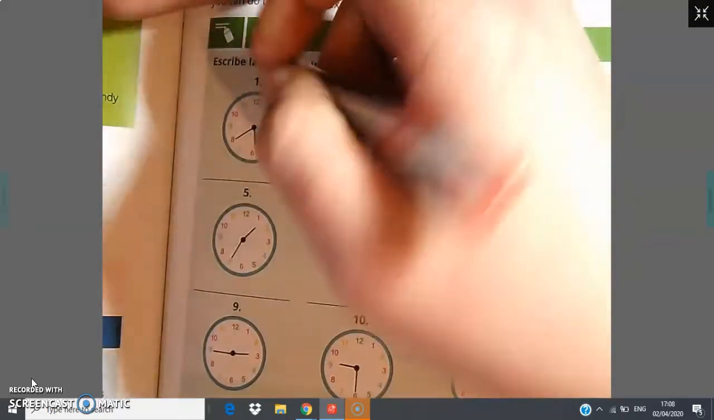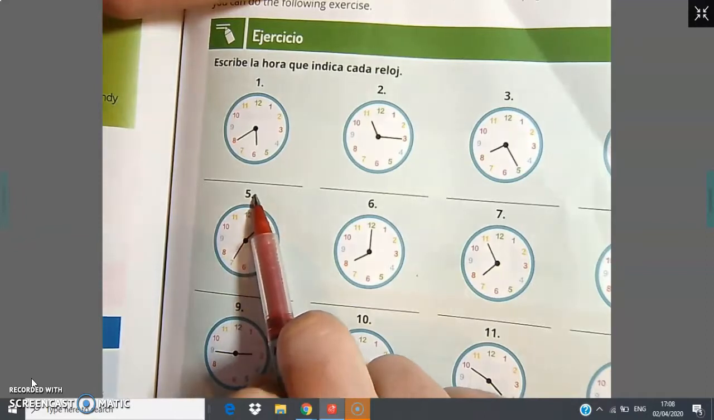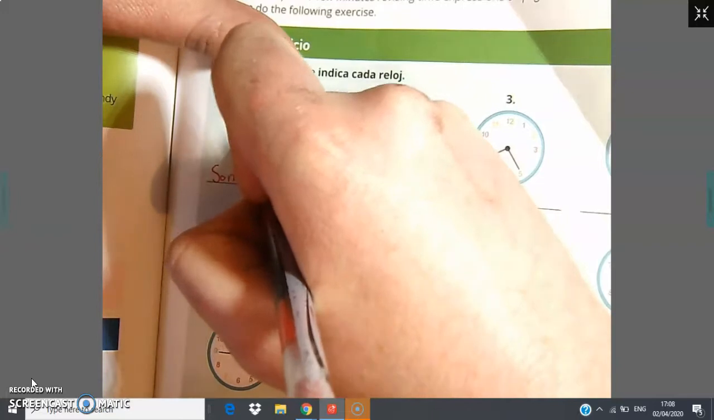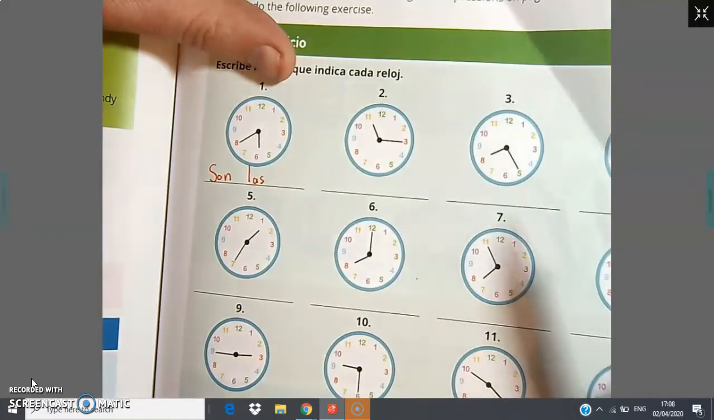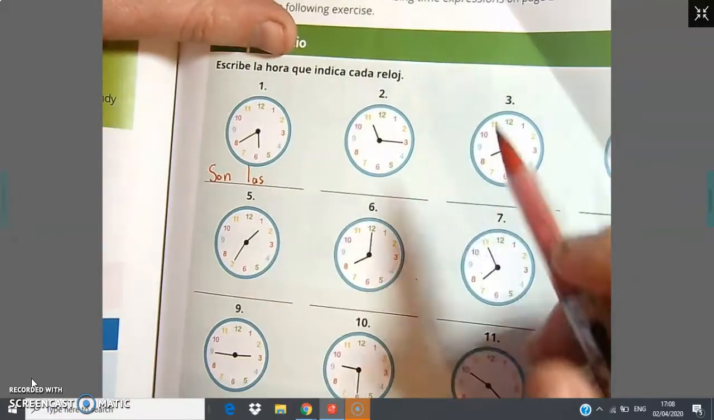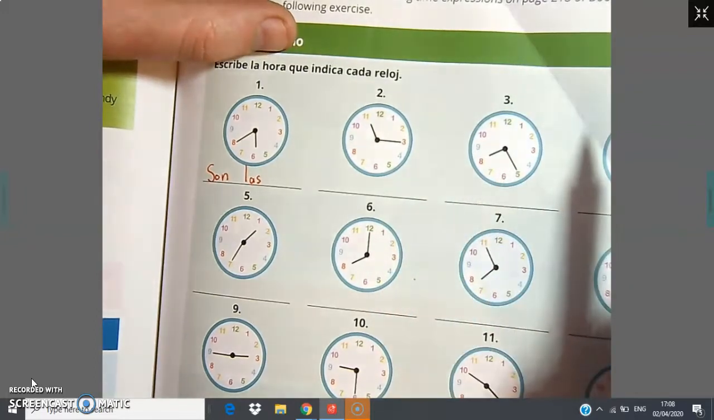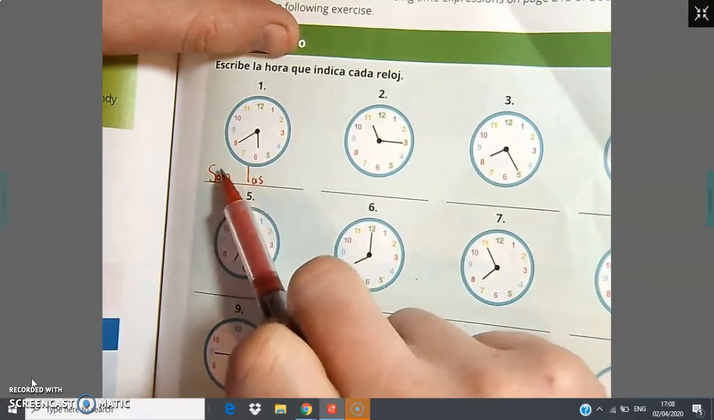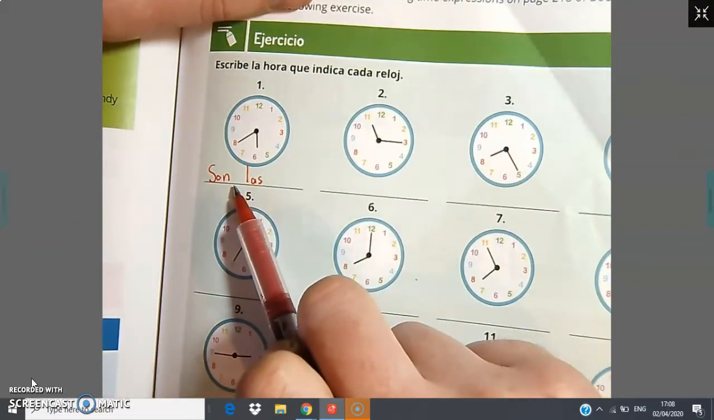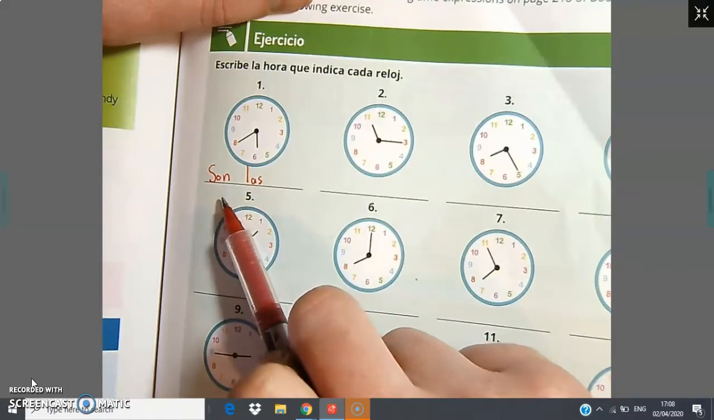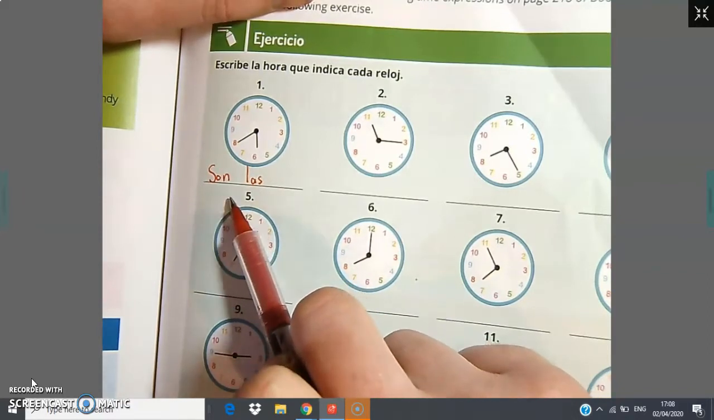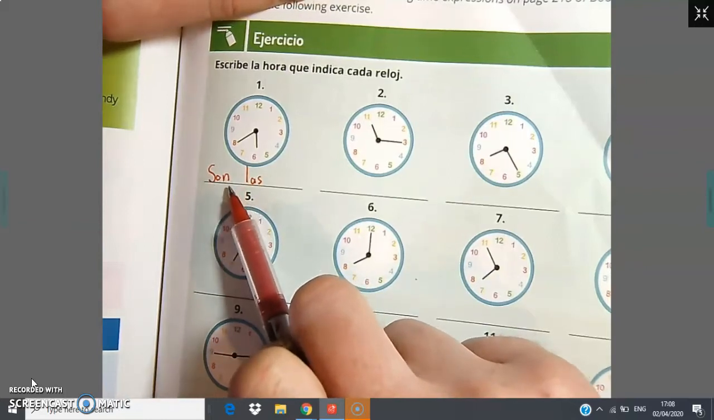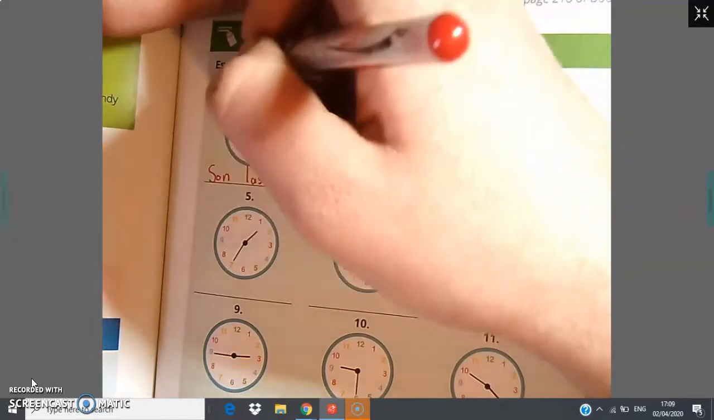Remember, if you're saying the time, what time it is right now, it's son las. Everything's going to be son las except for one. If it's one, because there's only one number, it's going to be es la. So all of these start off with son las because there's more than one number, except for the number one, which is es la una. The reason is because there's only one number. All the rest there's more than one, so they have to use son.